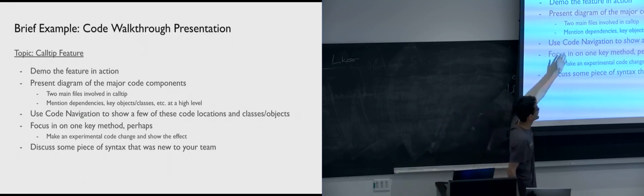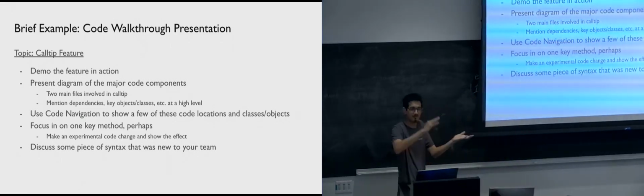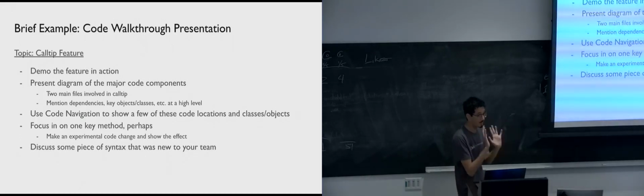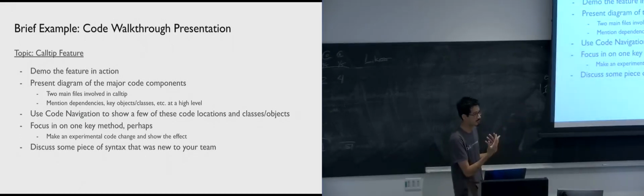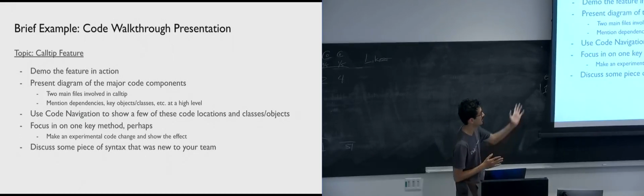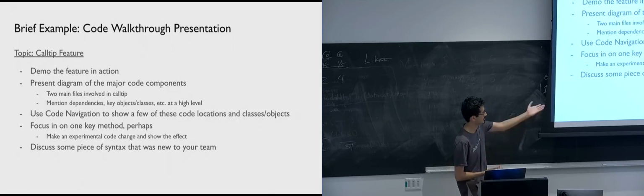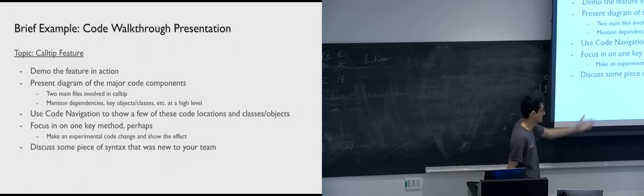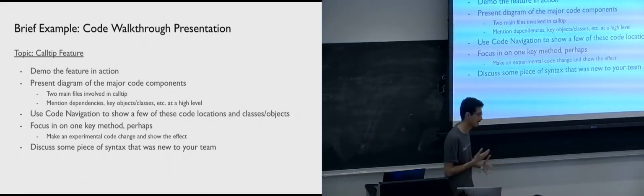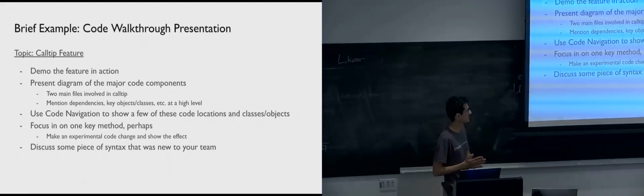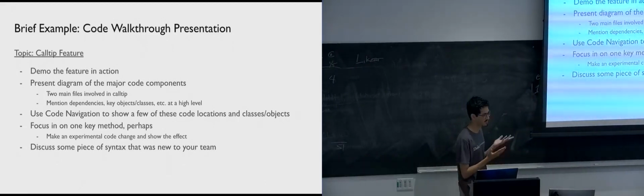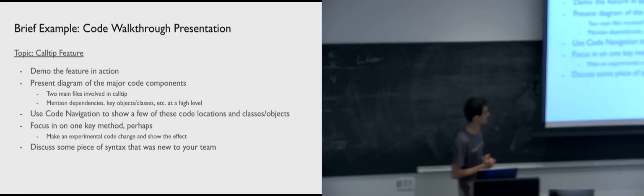And then maybe you'll want to focus in on one key method. Remember, we don't need to understand everything that's happening in the feature. I don't want you to talk about everything that's happening in the feature. It would take too much time. You might want to focus in on one key method and then make a small code change, or just show the effect of what a couple of lines of code are doing, then make the change, run the application, and we can actually see the effect of that code on the final application. And maybe if there was some syntax that was new to your team that you had to understand through Googling or ChatGPT or Stack Overflow, I think that also is grounds for what you might want to discuss. Okay.